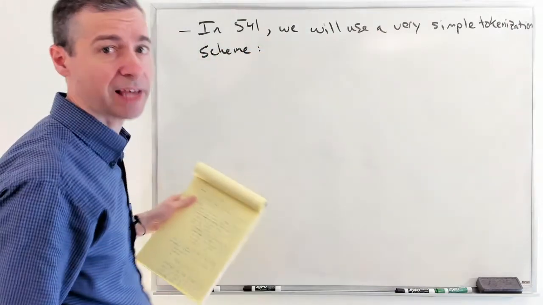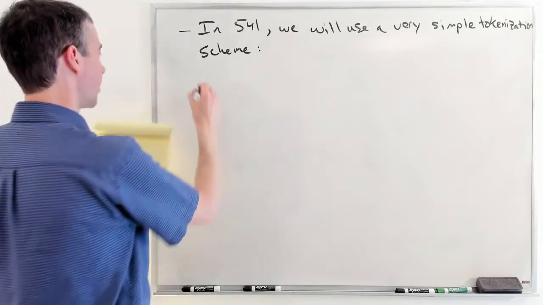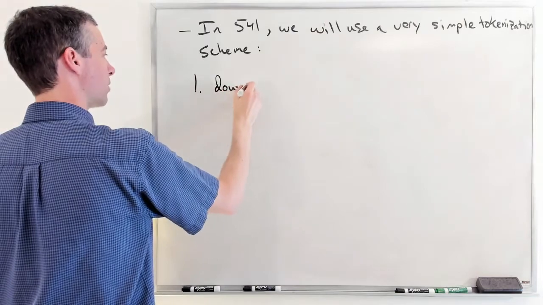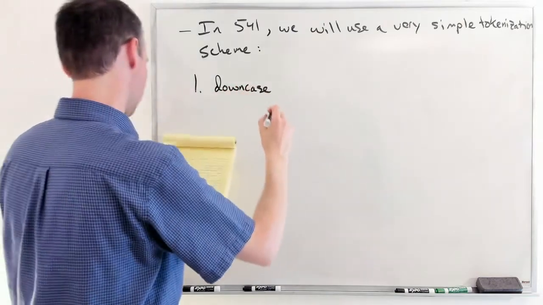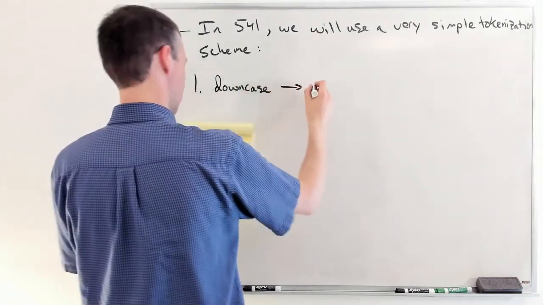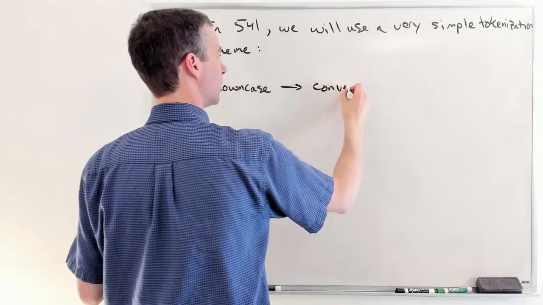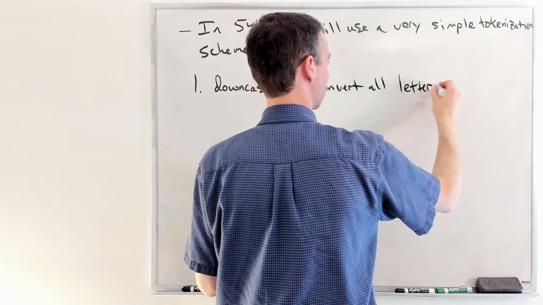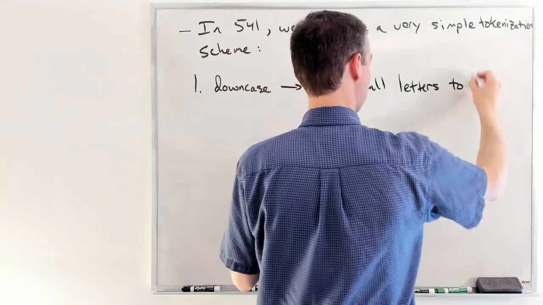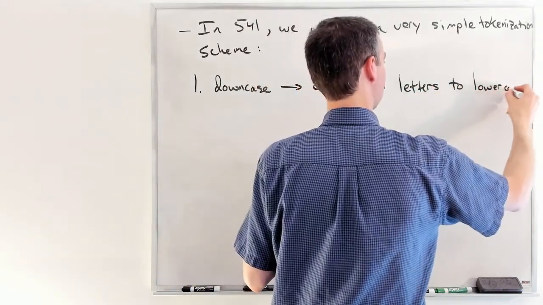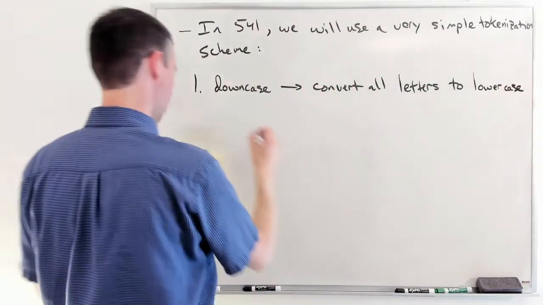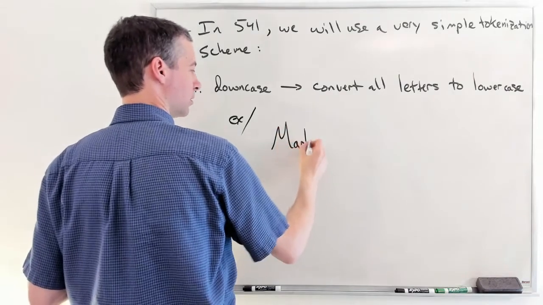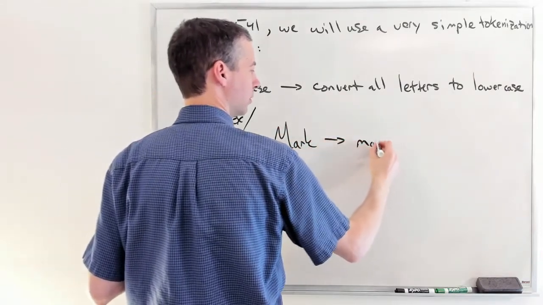And this is the basic outline of the scheme. As I mentioned, the first thing that we're going to do is downcase the text. What this means is to convert all letters to lowercase. So if we had Mark, it becomes all lowercase.